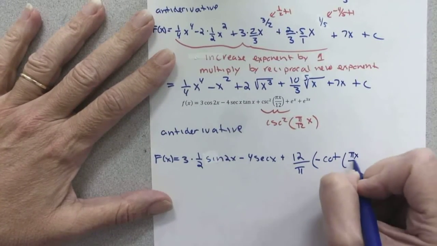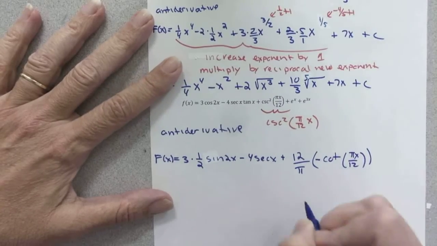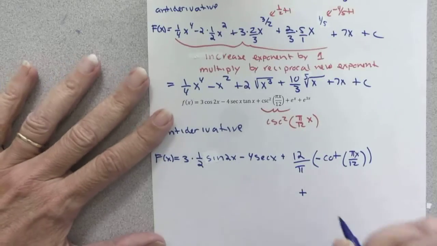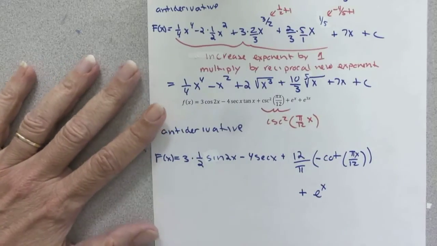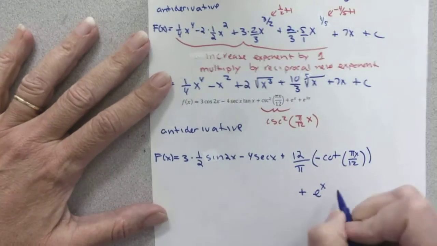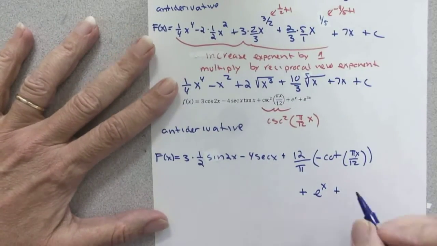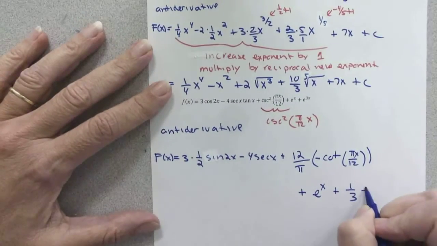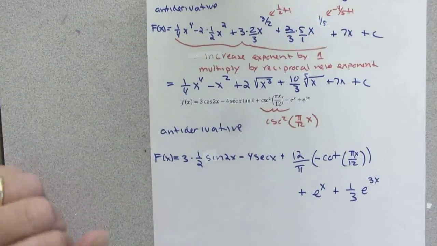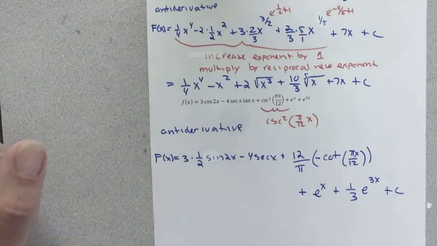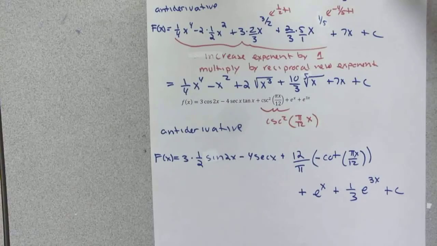Angles do not change. I'm going to drop down because I'm running out of room. What has a derivative of e to the x? Well, e to the x is its own derivative, so it's its own antiderivative. And then lastly, the effect of that 3 is to divide by it, and then e just repeats itself. So 1/3 e to the 3x plus c, and that's a good place to end this video.